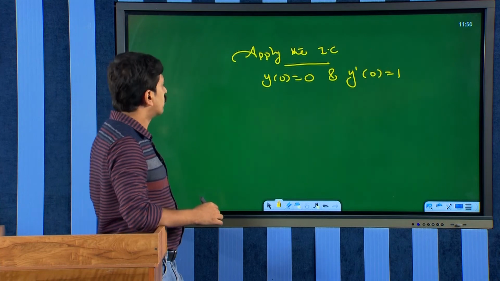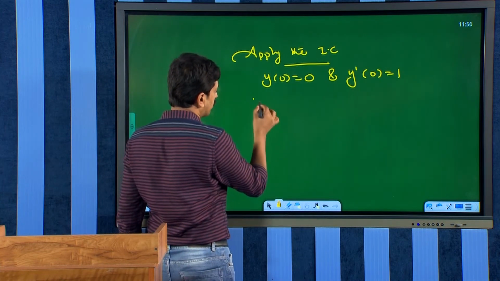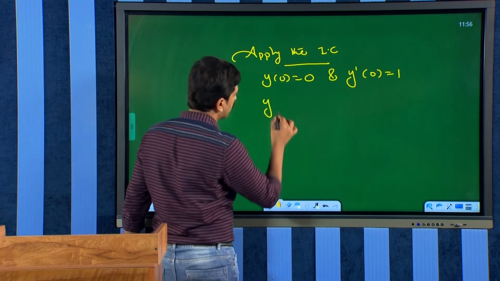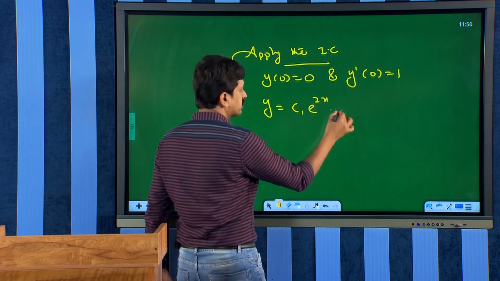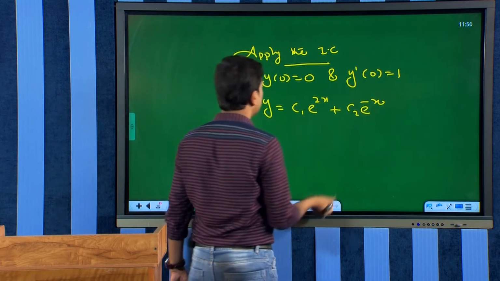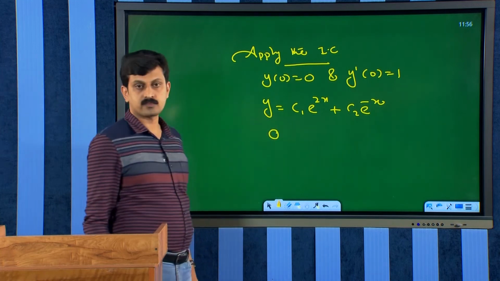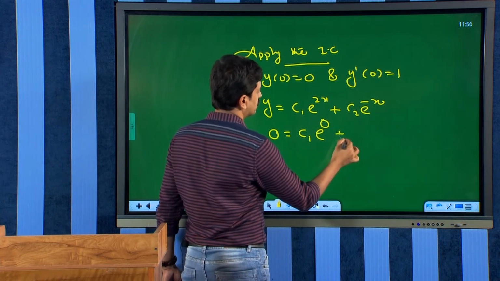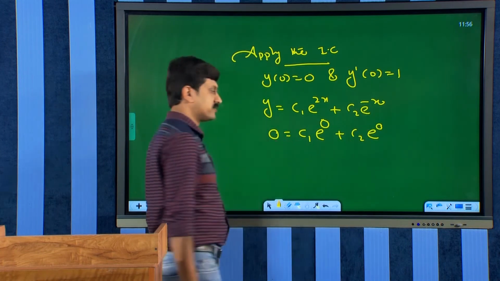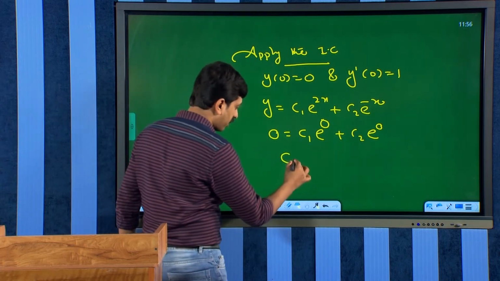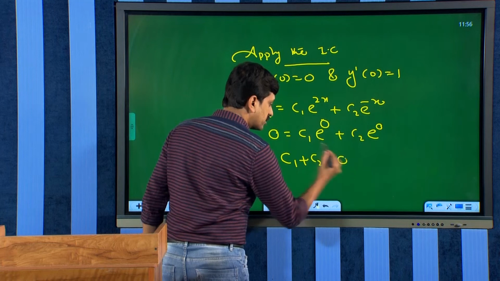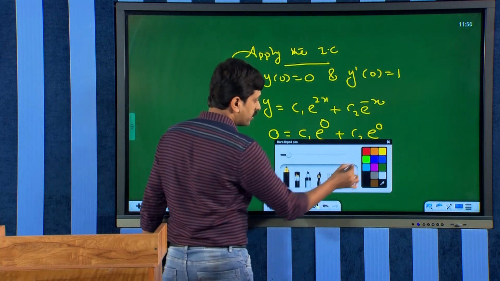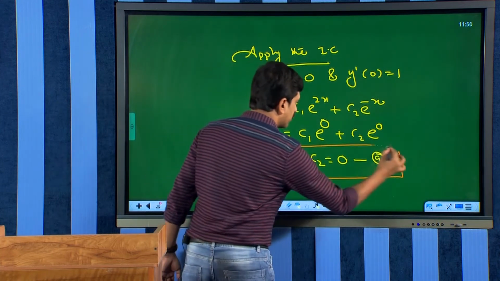So, y of 0 equal to 0 means y is equal to c1 e raised to 2x plus c2 e raised to -x. So 0 equal to c1 e raised to 0 plus c2 e raised to -0, which is 0. Therefore, we found c1 plus c2 equal to 0. We mark this as equation number A.